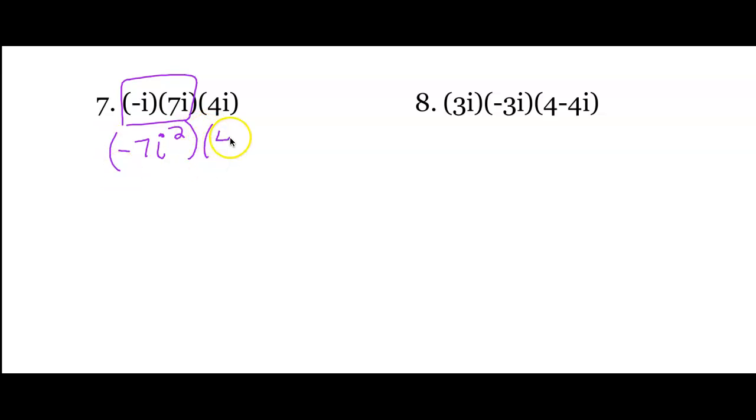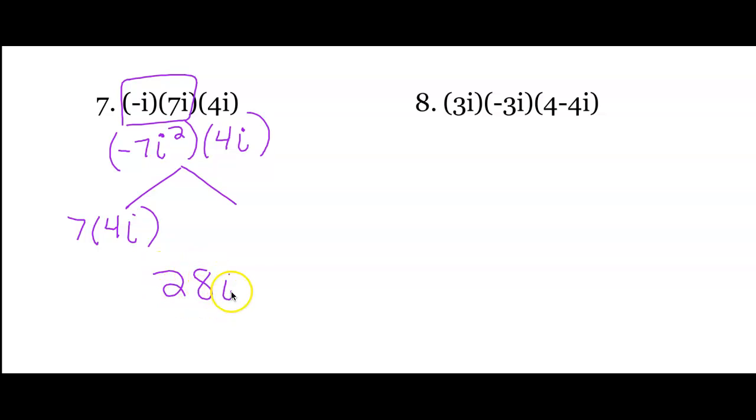This takes 2 different paths. Path 1 is change the i squared now to negative 1. So negative times a negative becomes a positive 7 times 4i. 7 times 4, so we get 28i.